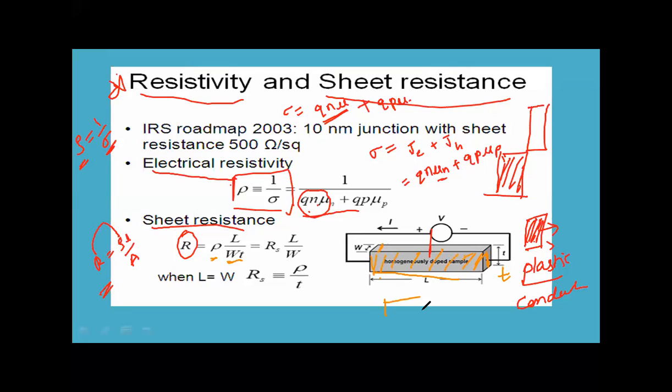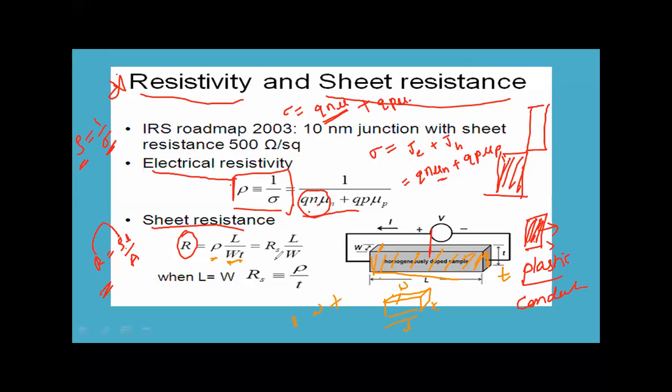Suppose I take the sample like this. The sample is definitely a cylindrical shape. It has a length, it has a thickness, and it also has a width. So you have the length, width, and thickness. The formula is R = rho times L divided by (width times thickness), where rho is the resistivity.